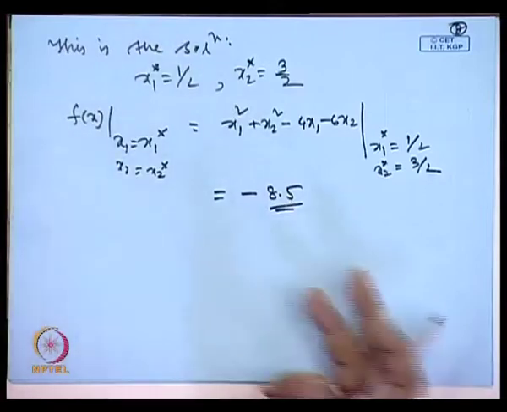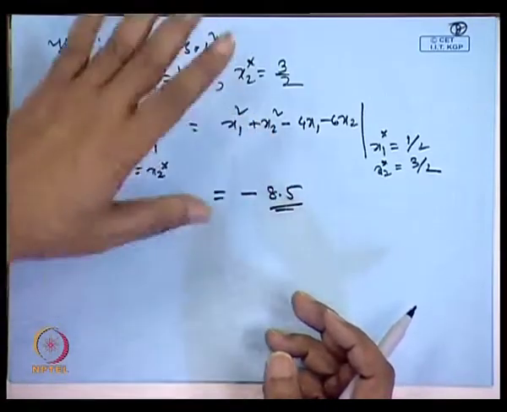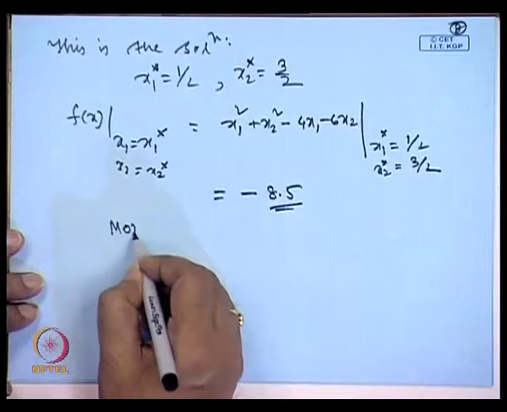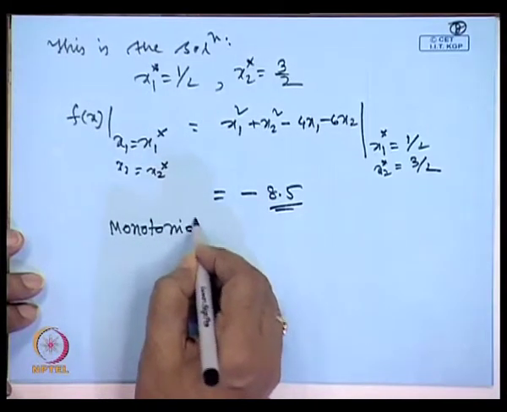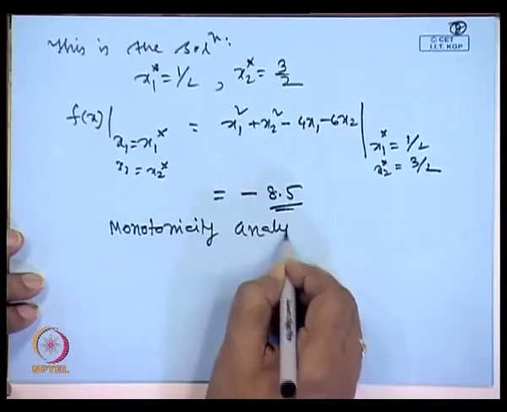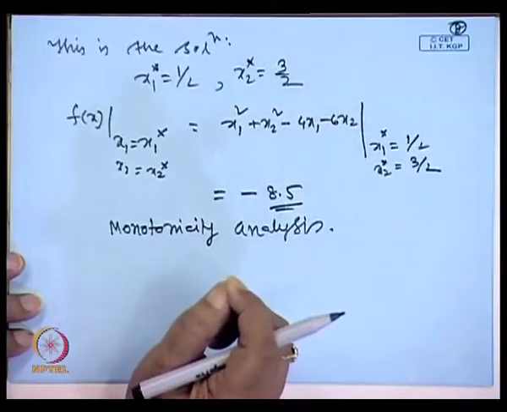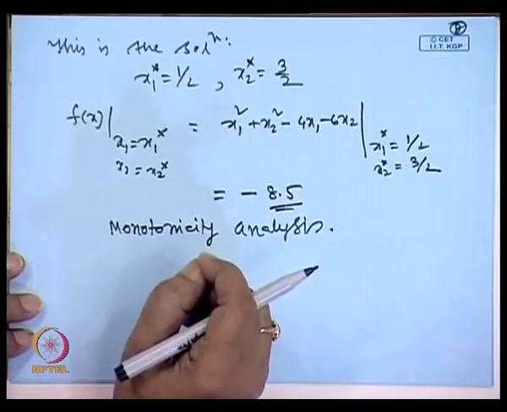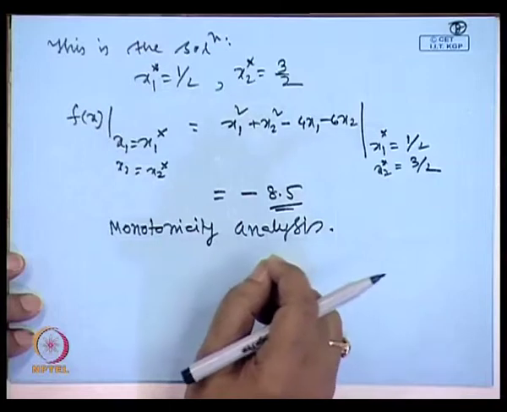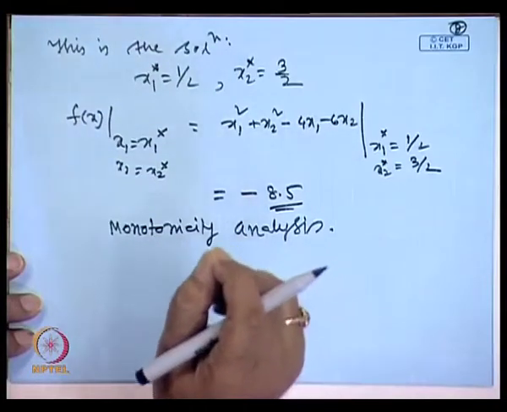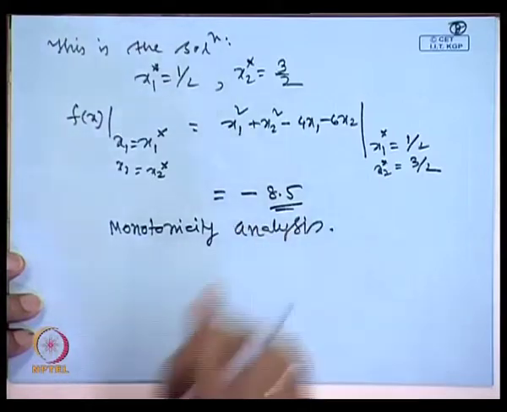Now, you got the value of the function at that point, but how do you ensure that this will give you the minimum value of the function? One can check this by using monotonicity analysis. We have also discussed earlier that at this point you give a small perturbation. If it is a minimum value and you give a perturbation around this point, and the function value increases, then it indicates we have reached the minimum value.